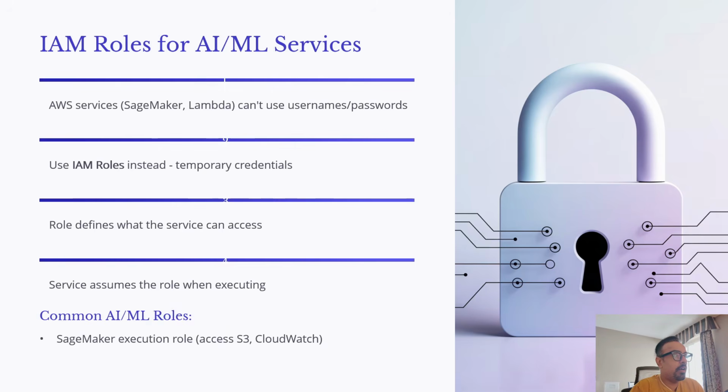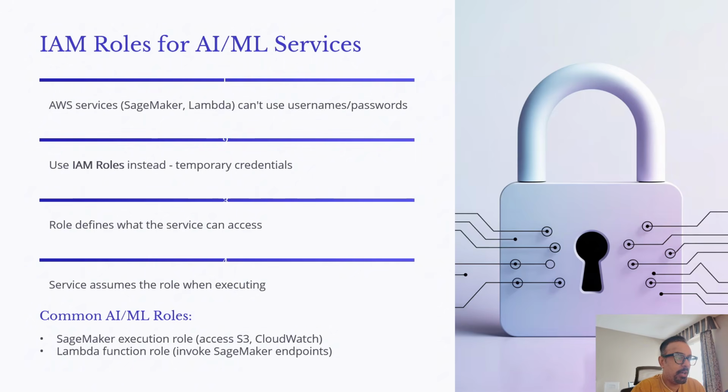Now, common AI/ML roles that you might come across while we go through this tutorial. One is the SageMaker execution role, which is going to provide access to S3 and CloudWatch. And this role allows SageMaker to read training data from S3, write model artifacts back to S3, and send training logs and metrics to CloudWatch for monitoring. So every SageMaker training job, processing job, and endpoint requires an execution role. So this kind of role you would have to create.